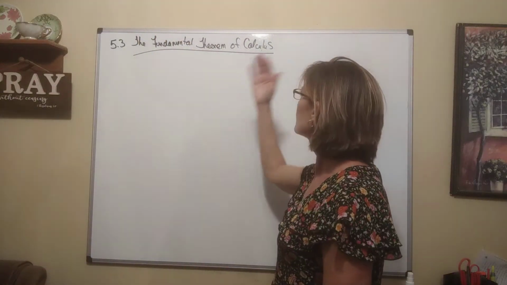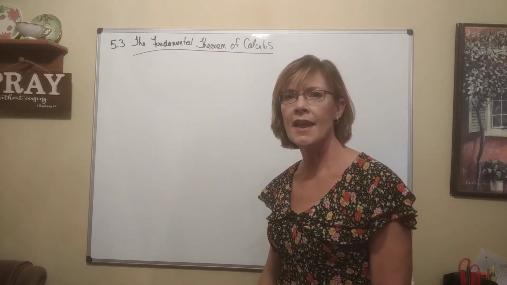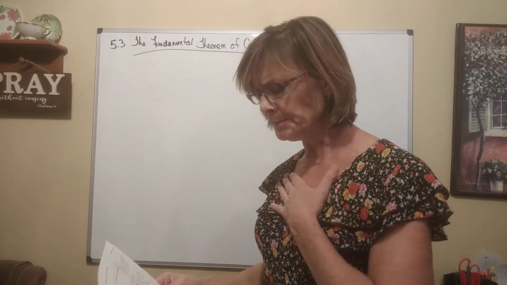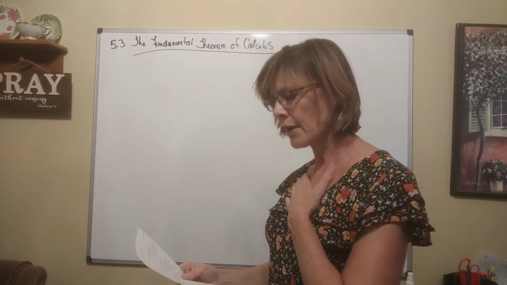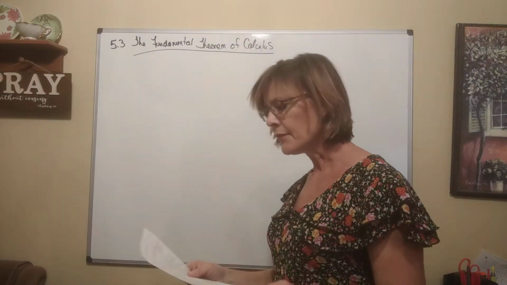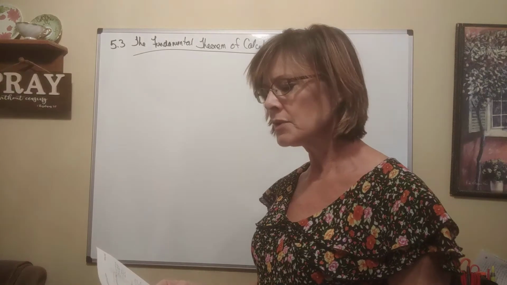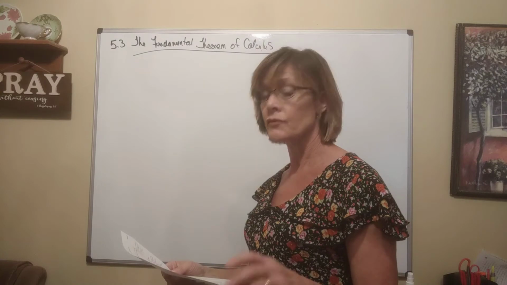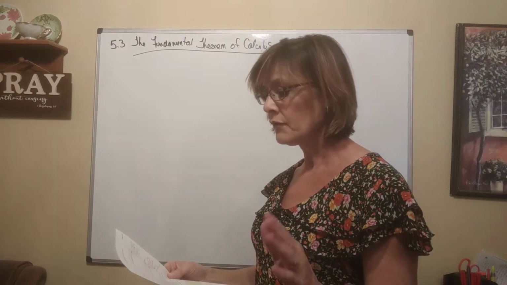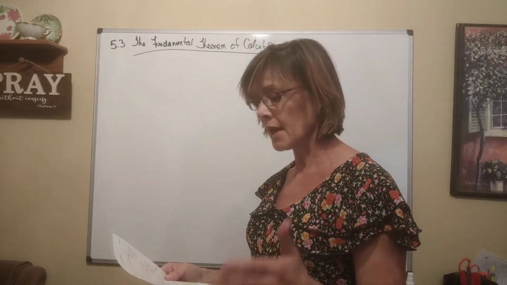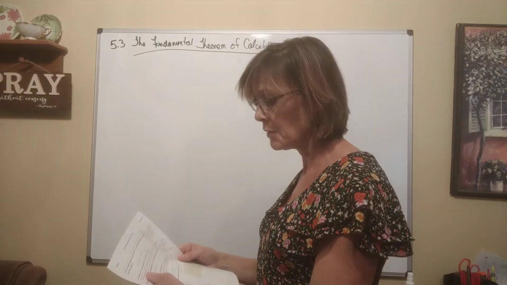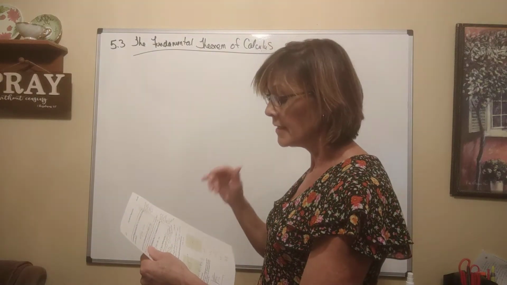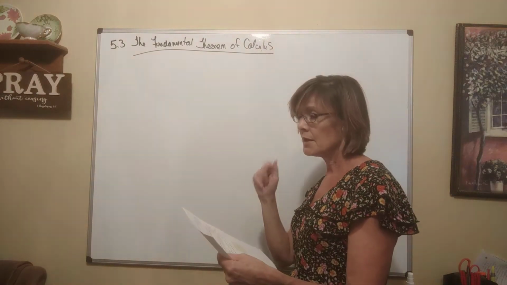Okay, we finally have arrived at the fundamental theorem of calculus, and on your worksheet you'll see that it comes in two parts. The fundamental theorem of calculus part 1, on your sheet, says: if f is continuous on the closed interval from a to b, then the function g defined by g of x equals the integral from a to x of f of t dt, for a less than or equal to x less than or equal to b, is continuous on a to b and differentiable on the open interval from a to b, then g prime of x equals f of x.